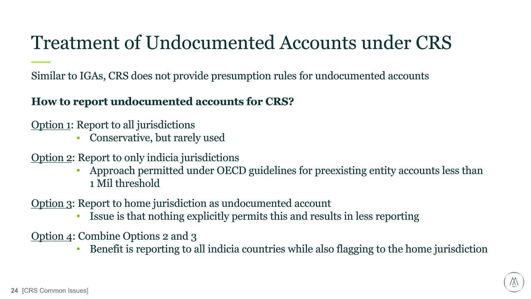Then the third option is to report to the home jurisdiction as an undocumented account. So with that example I just told you, you would only report them to the UK. Option 4 is combining option 2 and option 3, and that's what I described as reporting them to the UK and reporting them to Spain. That's the most reasonable approach, and obviously if you can cure that indicia, then they wouldn't technically be undocumented.